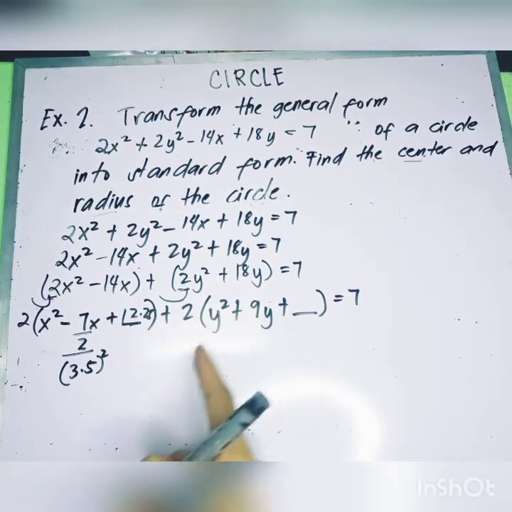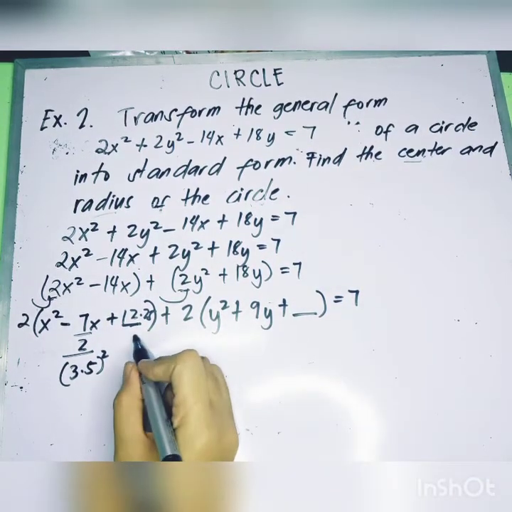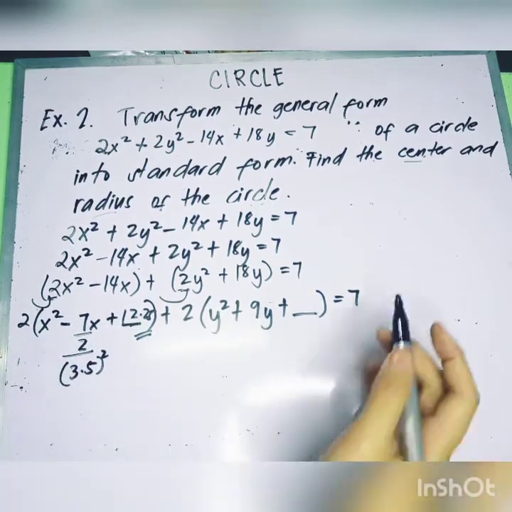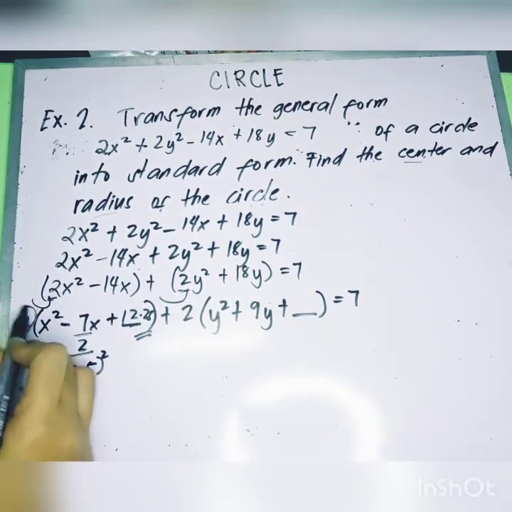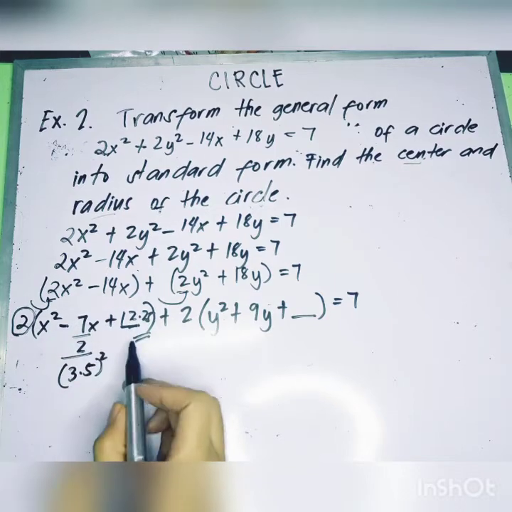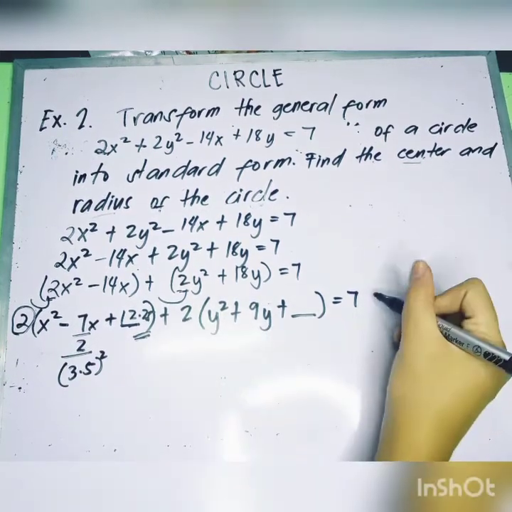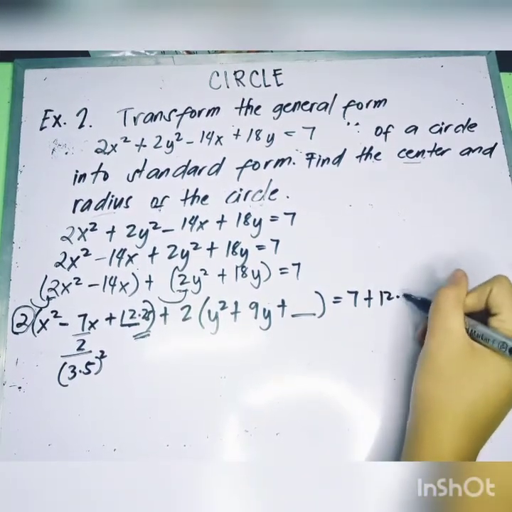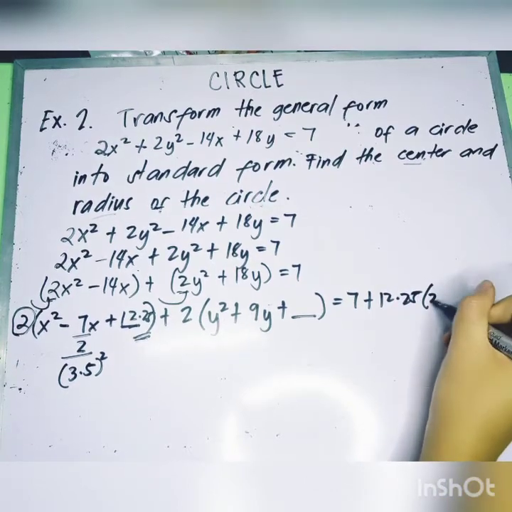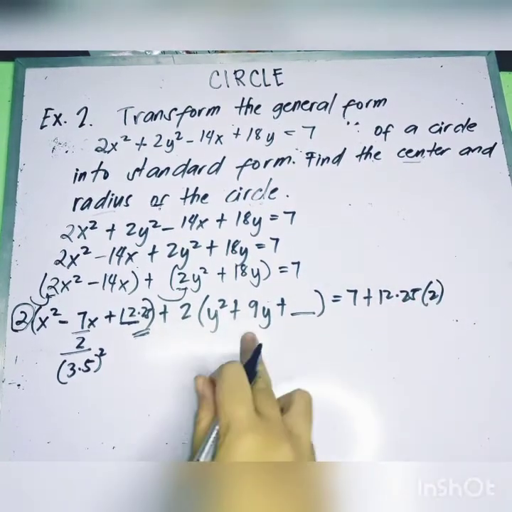that's your 12.25. Okay, for the other one naman, before that, kung ano po yung dinagdag natin dito, ilalagay po ito sa kabila, and huwag po kalimutan yung coefficient value na nilabas natin. Imamultiply po sa third value na nakuha natin. Okay, so we'll have here positive 12.25 and then multiply to 2. Okay, next naman po dito tayo.